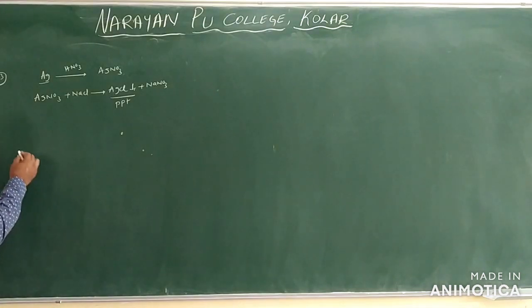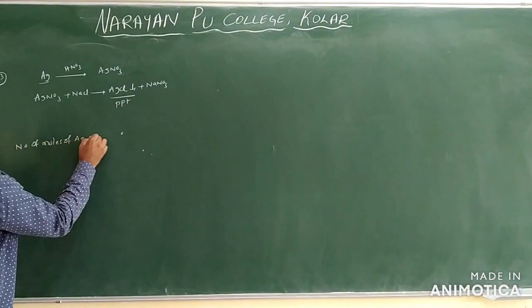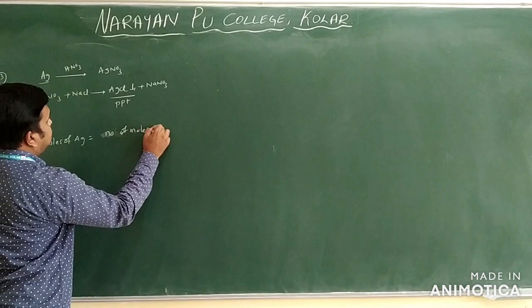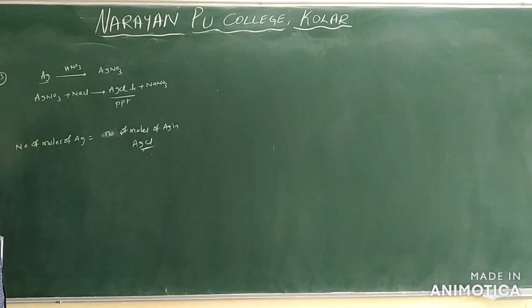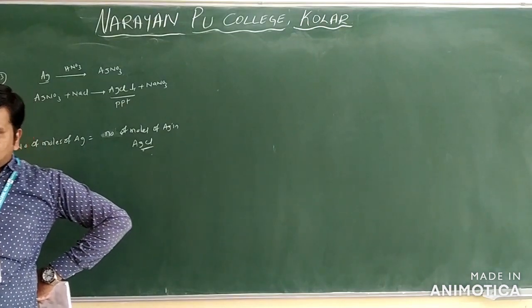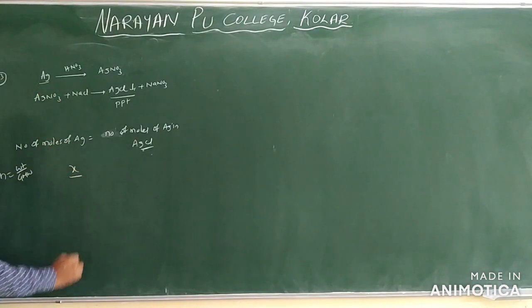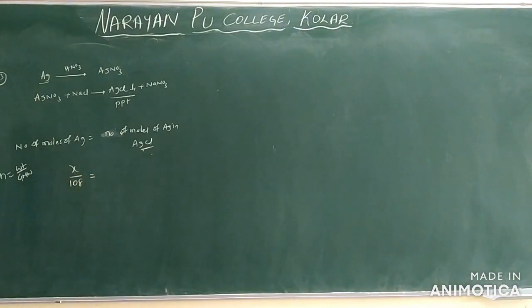Clear? I will write here: number of moles of silver is equal to number of moles of Ag in AgCl. Now we have to find the number of moles. What is the formula we have? n is equal to weight by gram molecular weight. We don't know the weight of the silver, so I am taking it as x. Divided by the atomic weight of silver, which is 108.